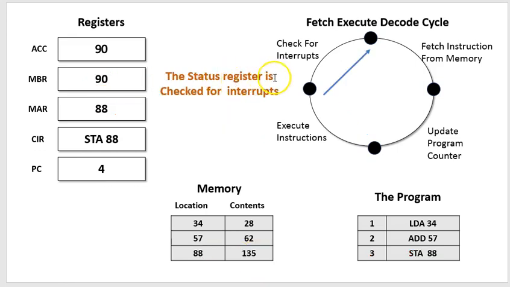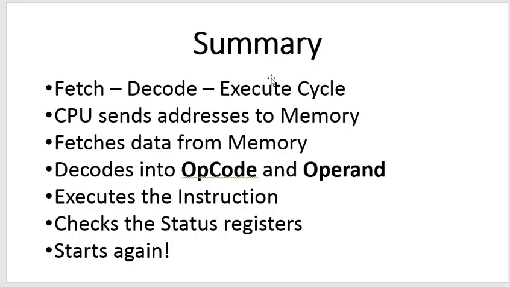And of course, the next thing, having completed that instruction, the status register is checked again for interrupts, and that would essentially conclude the cycle of those 3 instructions. Okay, so what have we done? What we've done is to look at the fetch, decode and execute cycle. We've looked at how the CPU sends addresses to memory and fetches data from the memory using the addresses.